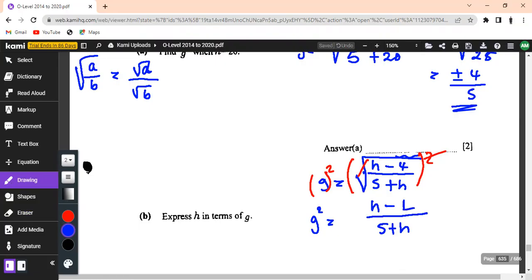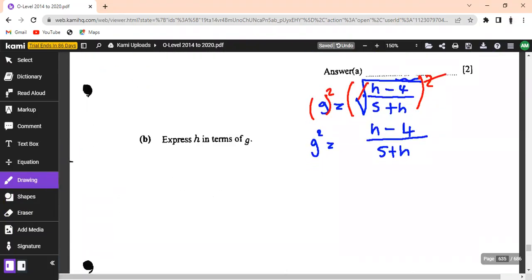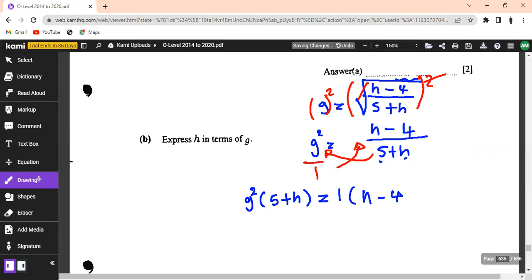This is h minus 4 here. What is it that we can do? We can maybe do cross multiplication, because you know this g squared is over 1, so that at least you can get rid of the fractions. Taking note, when you cross multiply, you are multiplying each and every term. So the g squared here is going to multiply 5 plus h. So it's 5 plus h in brackets, so that we don't confuse others, multiplied by g squared, which is equal to 1 multiplied by h minus 4. So it's going to be 1 into h minus 4. Just like that, guys, you are done.